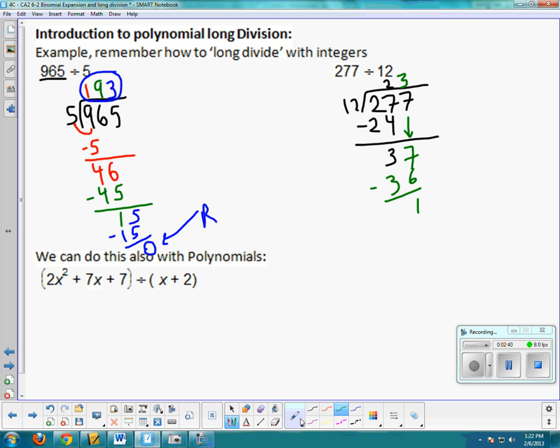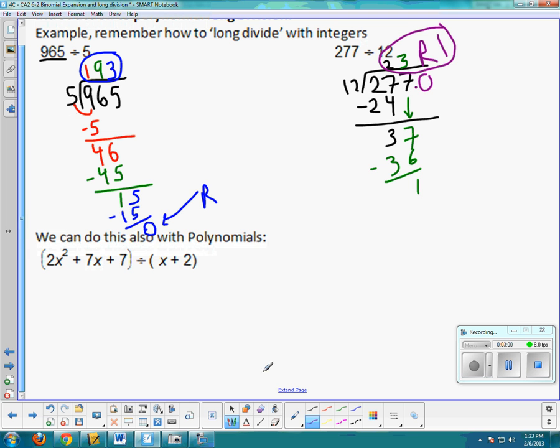So we would say in this case, there's no further we can go. There's nothing else to bring down. I mean, technically, we could start with decimals. But one way to write this is to say that the answer is 23 remainder 1. Okay? Now that remainder is really important because we're going to use that now with polynomials.